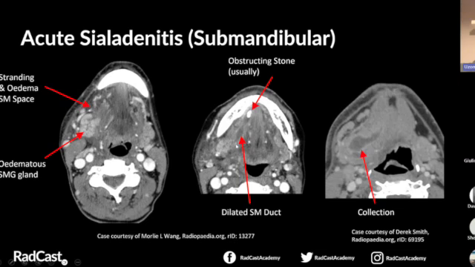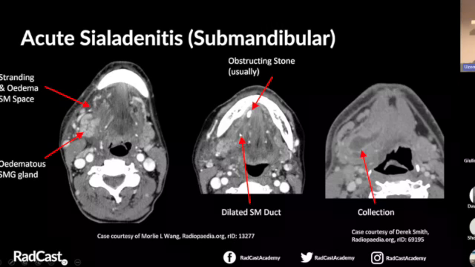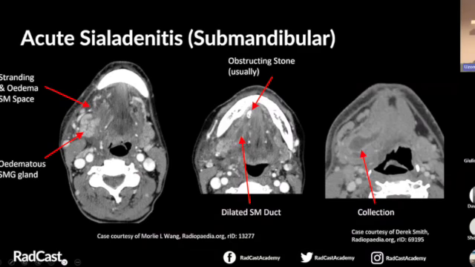So the submandibular duct, which you can see nicely here because it's dilated, runs sort of between the mylohyoid muscle and the hyoglossus muscle in the sort of sublingual space, and that's a stone there. And then you can also get an abscess within the submandibular gland as a result.